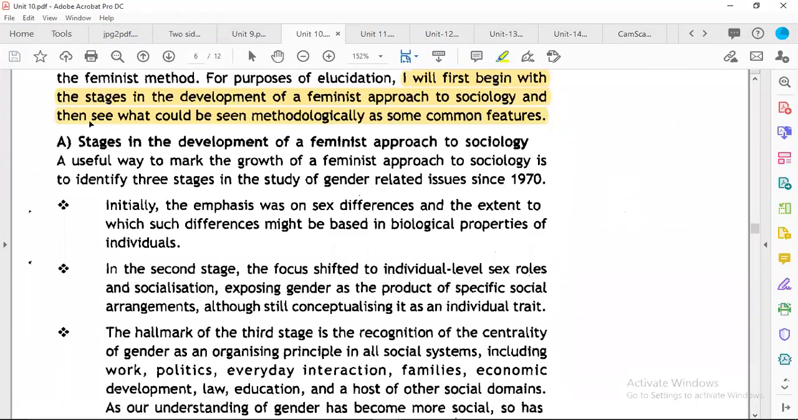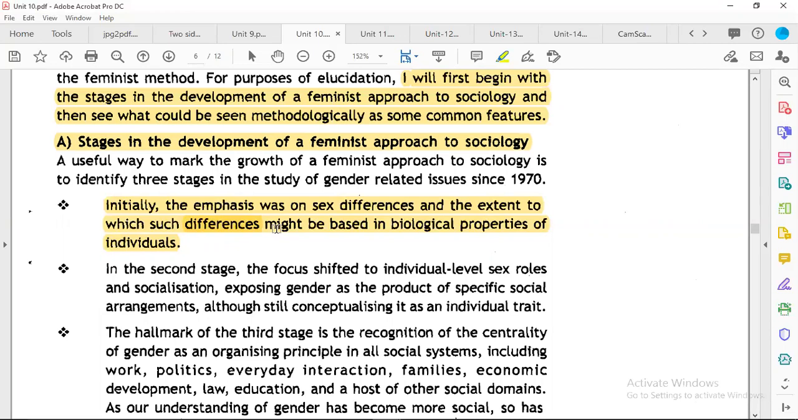The first stage involves, initially, the emphasis was on sex difference and the extent to which such difference might be based in biological properties of individuals. So here we are starting from the stages of sociology. In the first stage, it is argued that the emphasis was on sex differences and the extent to which the differences might be based in biological properties of individuals. We know as an individual, there are differences between male and female, and this difference is only the biological difference. There is no societal difference at all.